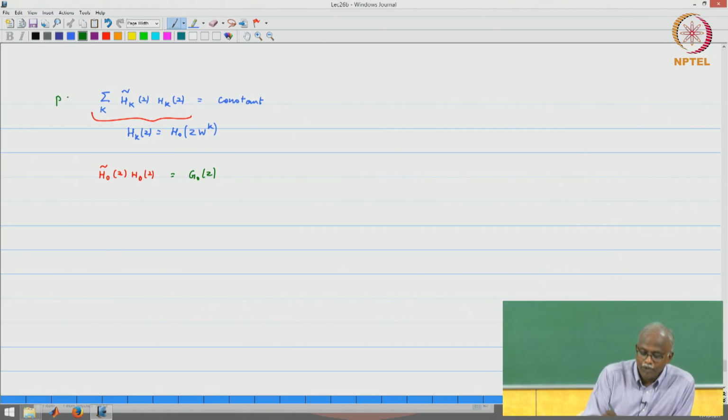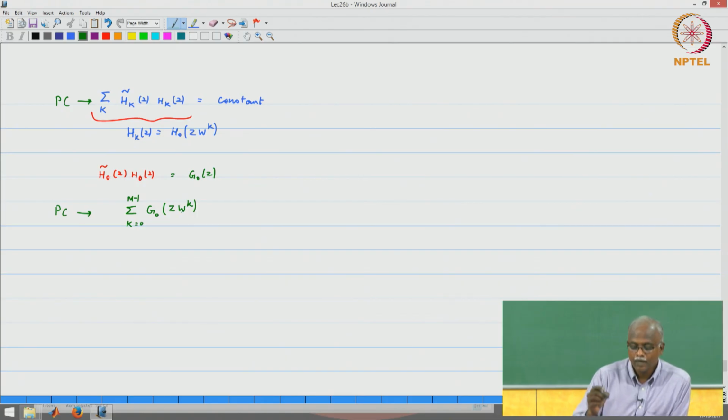So, this is the power complementary constraint. Now, rewrite the power complementary constraint with G0. It will come out to be the summation over k of G0 of zW^k, k equal to 0 through m minus 1. Am I correct? So, what does that make G0? This has to be equal to a constant. So, this means G0 of z must be an mth band filter.